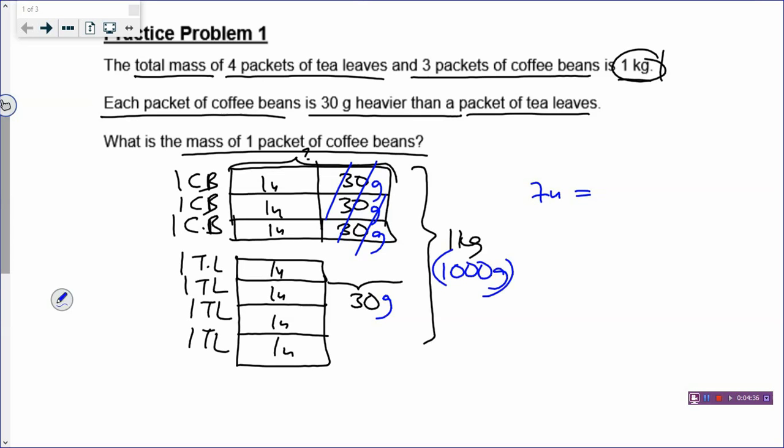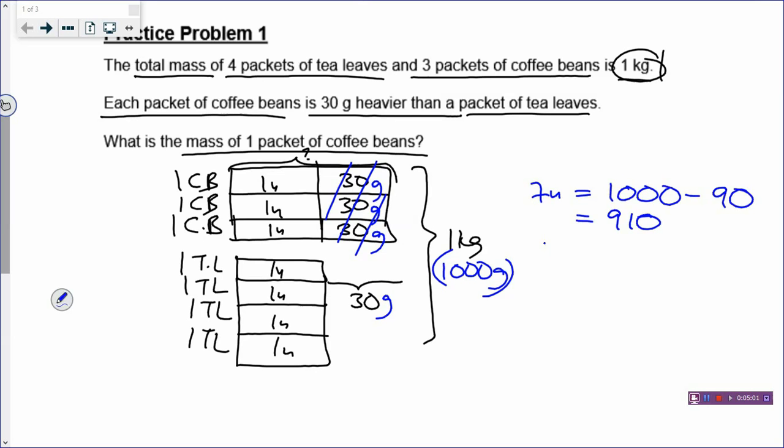So how many is 7 units? You cut away all the 30s, and your total will not be 1000, but will now minus 90. So your 1000 cut away 90, and how many do you get? You will have 1000 minus 90, that will be 910 grams. Okay, then what's the next step?